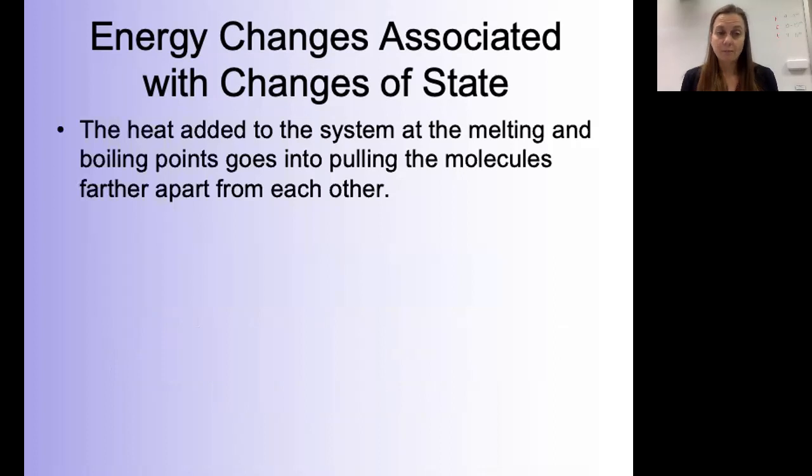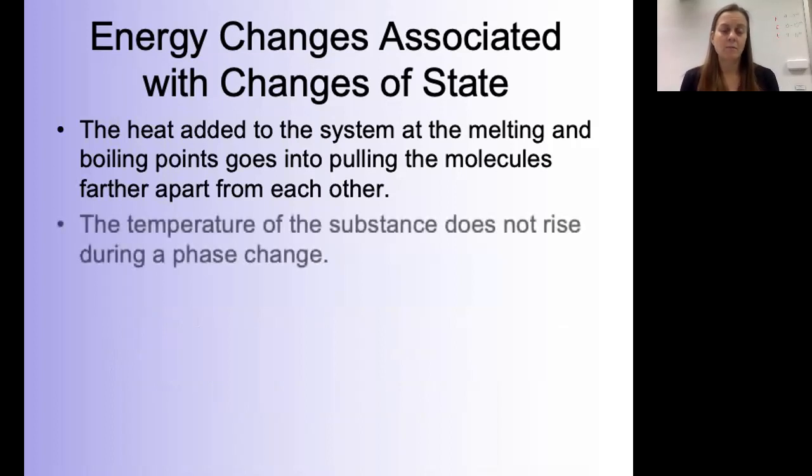So at the melting and boiling point, that energy does not go into speeding up the molecules. It simply goes into pulling them farther apart from each other. During a phase change, temperature does not change.